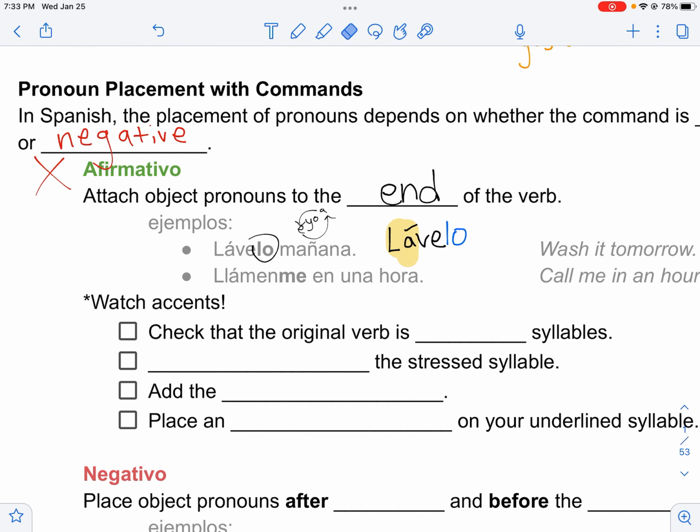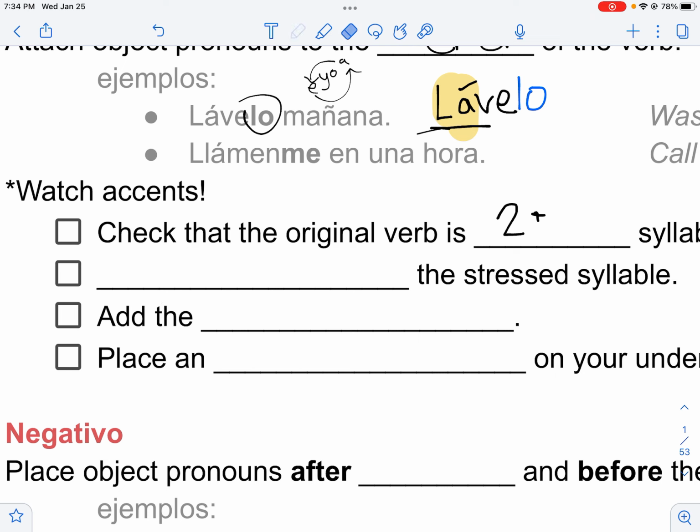Oh, I meant underline. Look at me. Underline the stressed syllable. It's been a day, guys. Actually, my day was pretty good. It's been an evening, guys.